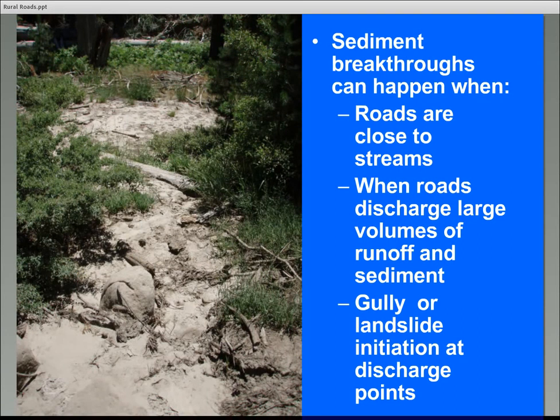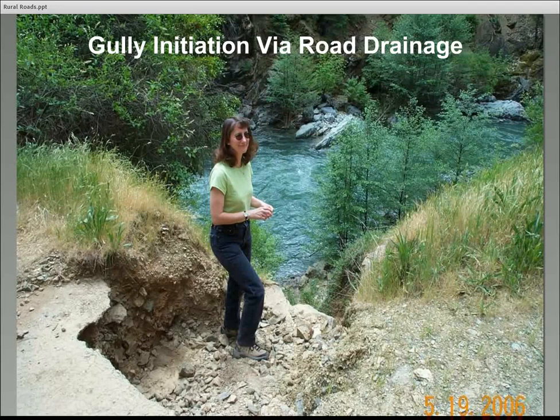Now, sediment can be delivered away from road and stream crossings, but that generally happens when roads are close to streams, roads within riparian zones, or roads directly above stream crossings. You can have even mid-slope roads that deliver sediment if they are discharging large enough amounts of runoff or sediment onto the hillslope. And of course, if you start initiating gullies or landslides, you can deliver from much further away from the channel, and so we really want to avoid initiating both gullies or landslides.